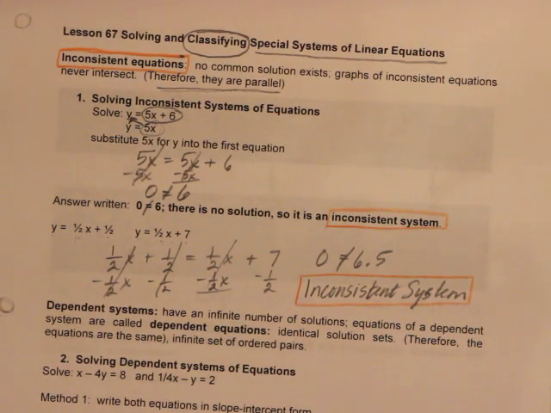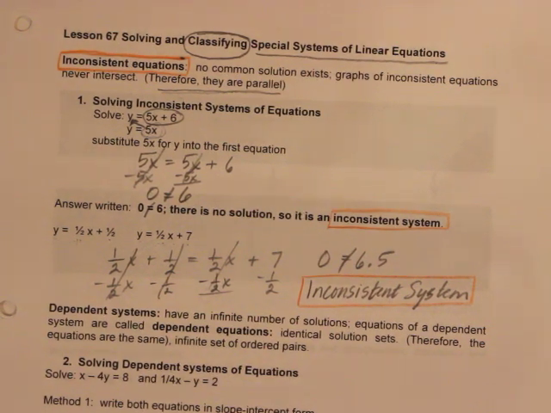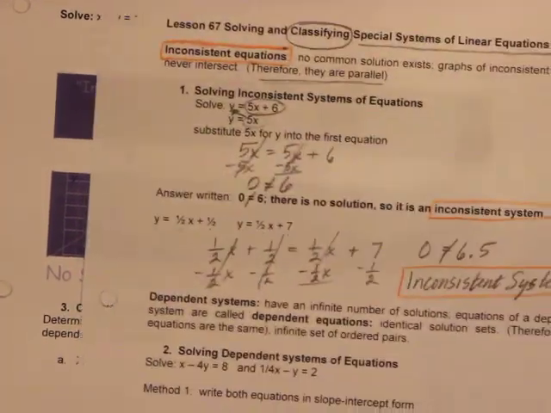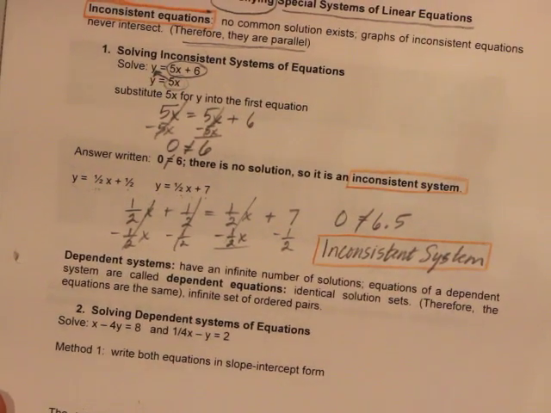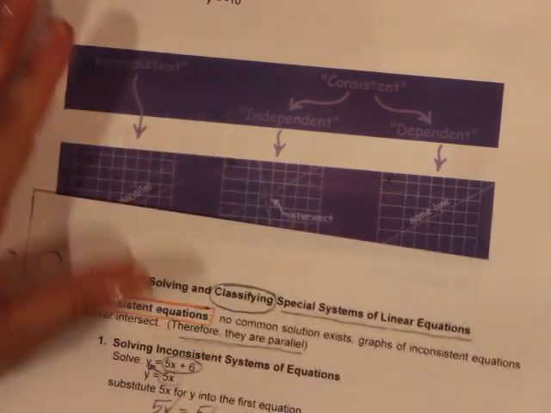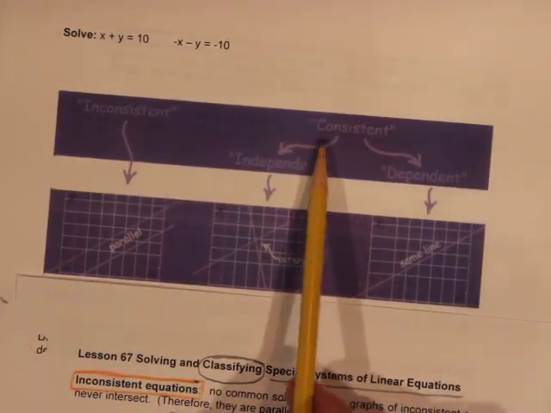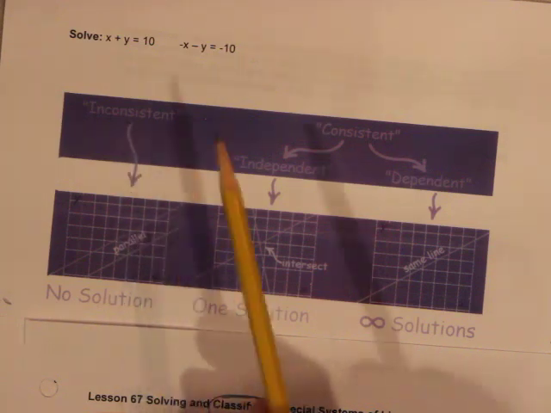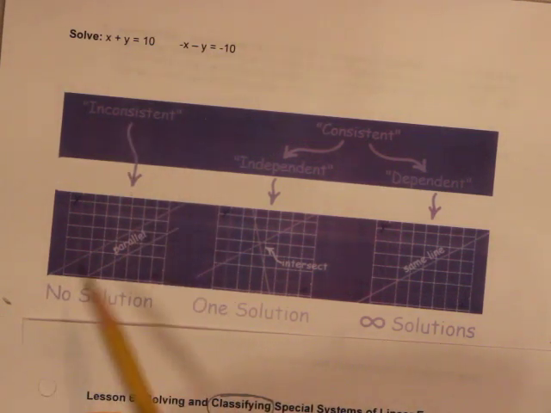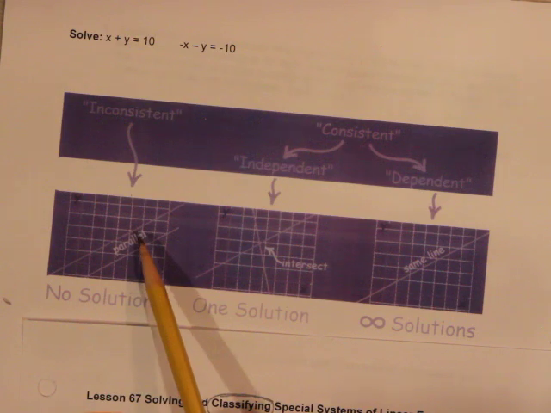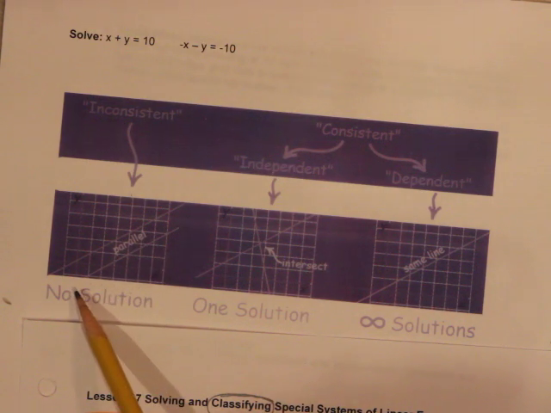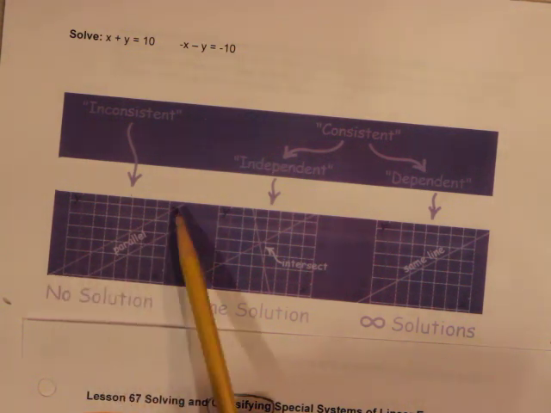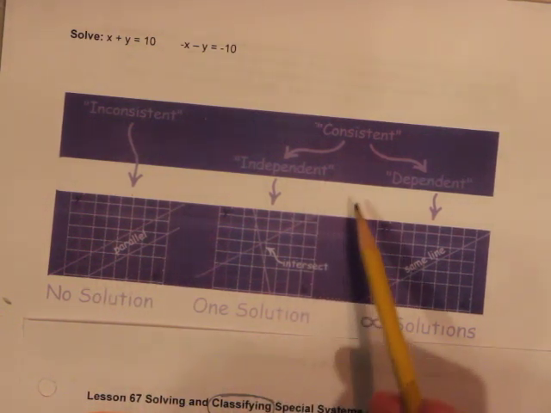Now, we have two types of consistent systems, okay? We'll have to look here and see how Mrs. Fairbank arranged your notes. Oh, here we go. On the next page of your notes, you'll see consistent system. So here's our inconsistent system. Parallel lines, and what happens in the math when we try to solve a system of equations and it ends up being a false statement, there's no solution, is we understand that we're looking at parallel lines.